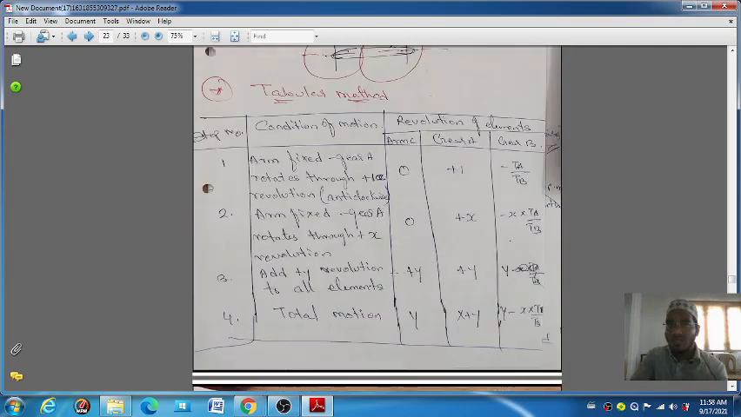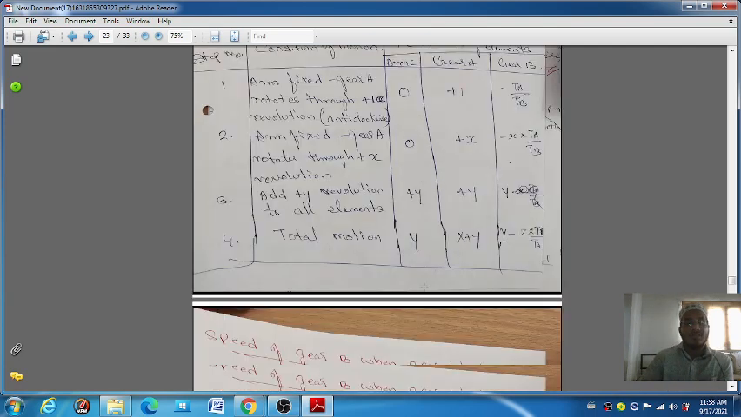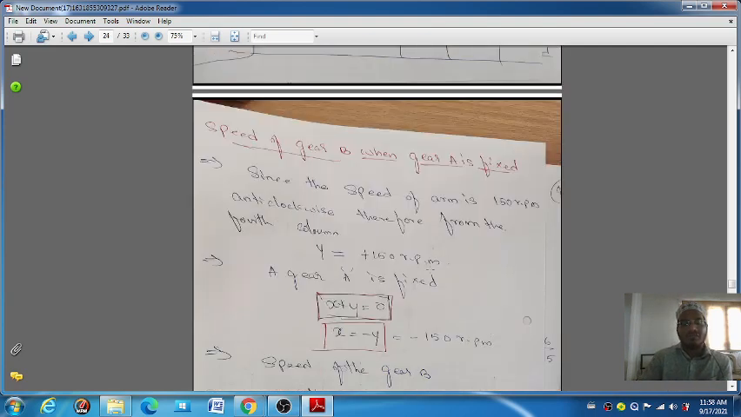Speed of the gear B when the gear A is fixed, the speed of the gear B when the gear A is make the 300 rpm with anti-clockwise. Regarding these two conditions we have to find out the speed of the gear B. Okay, so speed of the arm is given.